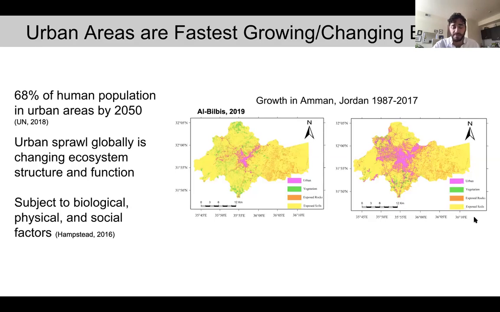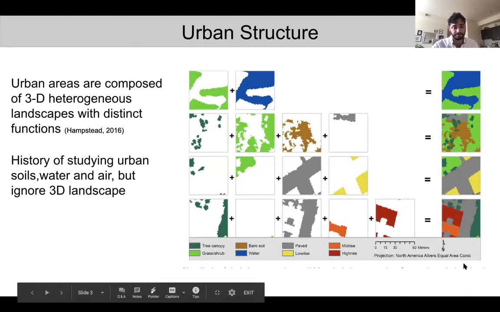Let's look over here at Amman, Jordan, over a 30-year period, for example. We can see that in 1987, there was a very small urban core and there was more vegetation, but as time went on and we go up to 2017, we can see that the urban area has grown exponentially as well as a reduction in vegetation. And all of these changes are subject to biological, physical, and social factors that make up the city.